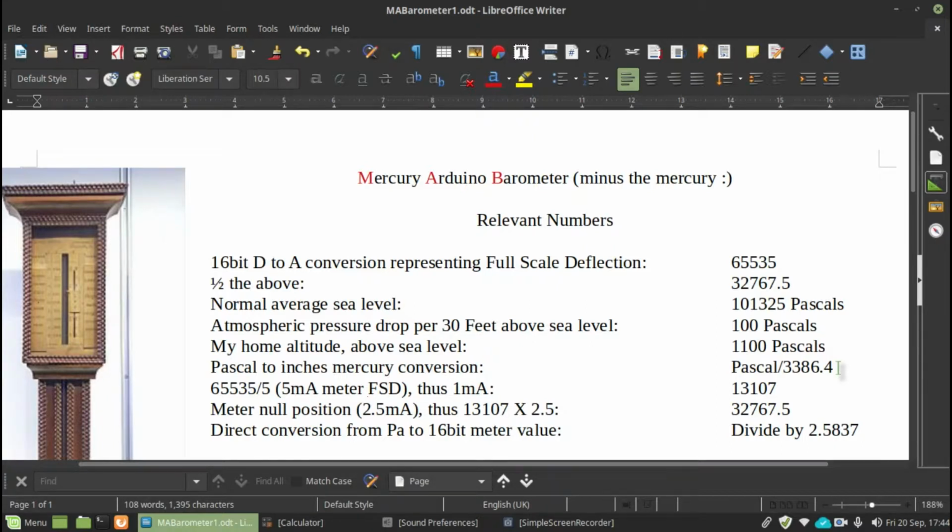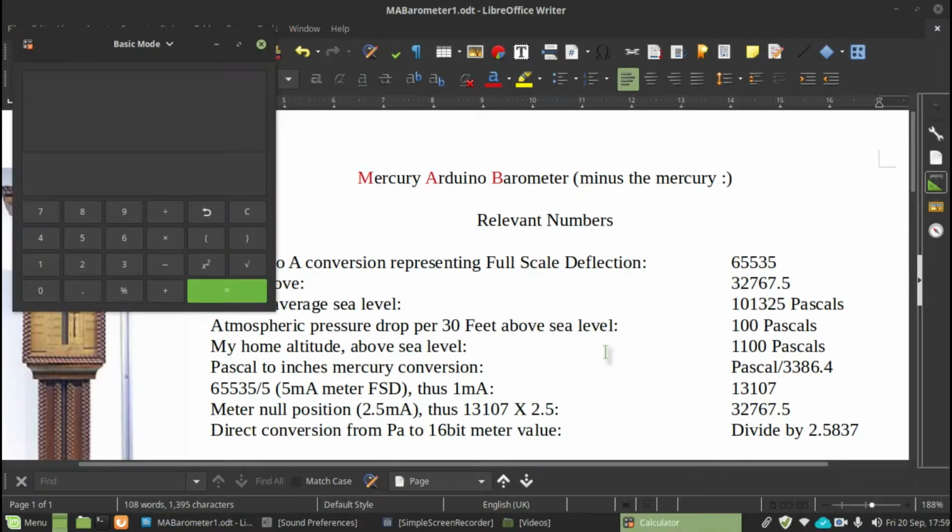The next relevant number down here, which is a fairly universal conversion, is the pascals to inches mercury conversion. That's the HGIN conversion, and what you do there is you plug in the number of pascals that you've got into there and divide it by 3,386.4. I will get the calculator up.